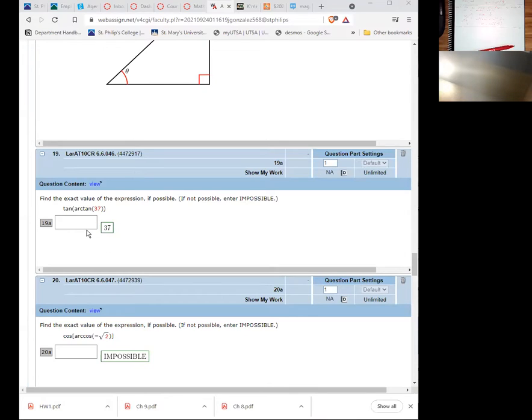Okay, number 19. See how they're supposed to cancel out? Tangent of arctan, you're left with x. In this case, x is 37. So they will cancel as long as this value is within the domain. So you have to look at those formulas I wrote at the beginning. We said in this combination, x can be anything, so you're good.